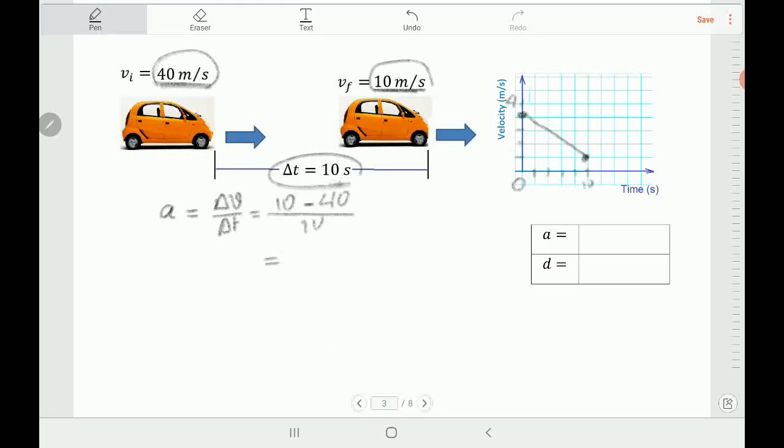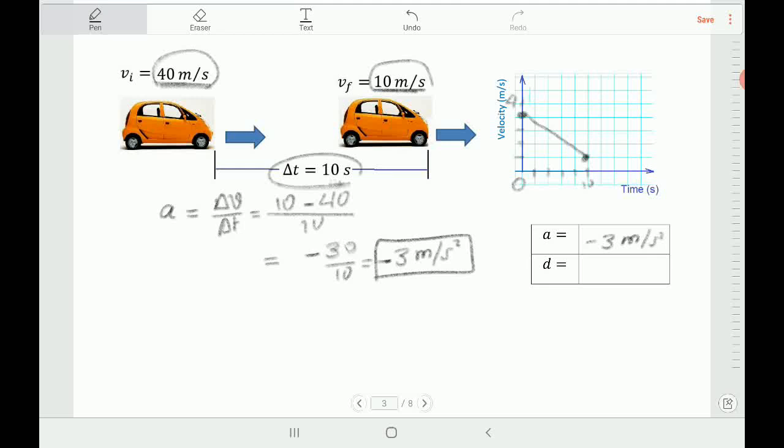So when you calculate that, 10 minus 40 is equal to negative 30 over 10. So the acceleration is equal to minus 3 meters per second squared. What do you observe here? The acceleration is negative. Why? It's very obvious, because the speed is decreasing. It means that the driver hit the brake, okay?